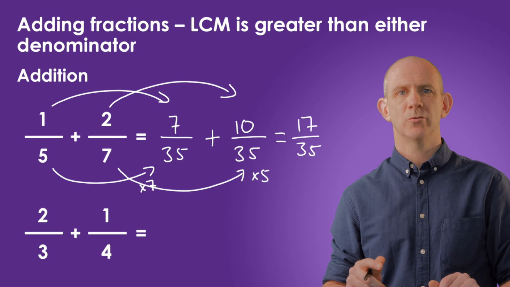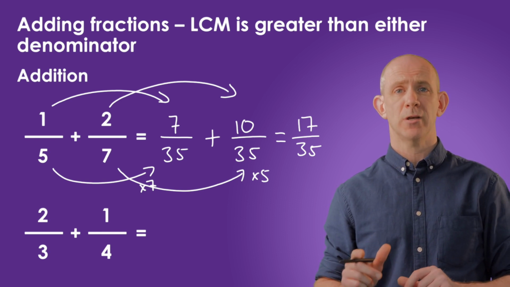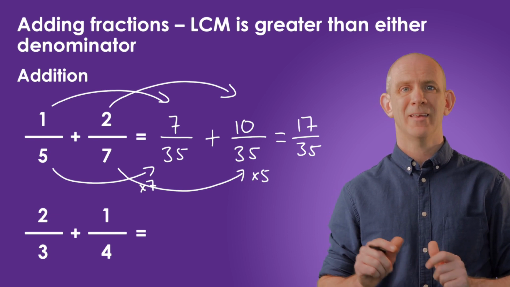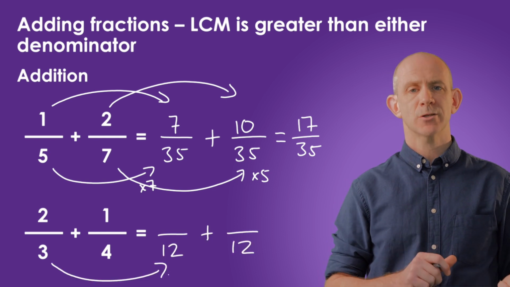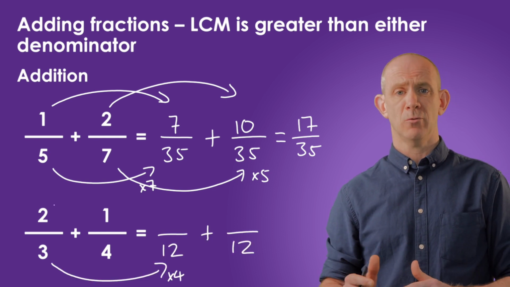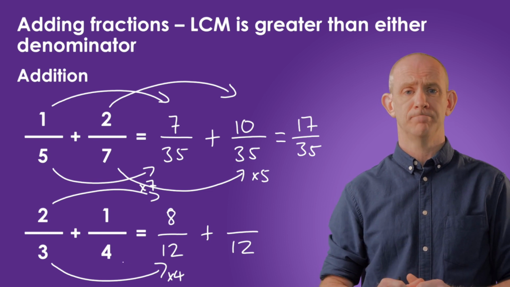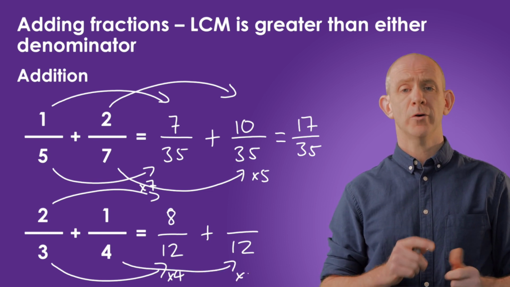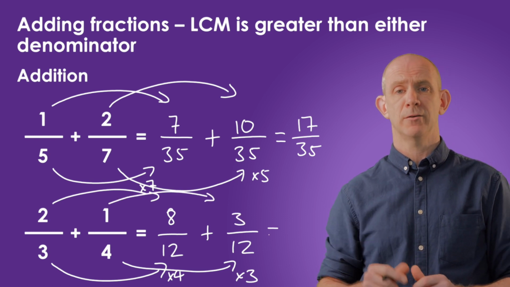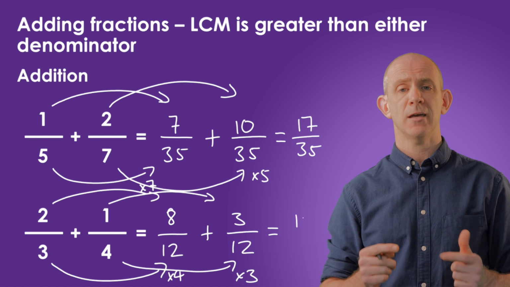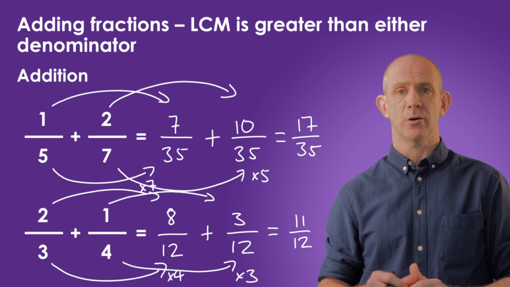In the next question, we have 2/3 plus 1/4. So the lowest common multiple of 3 and 4 is 12. Therefore, we convert them both into fractions over 12. So we times 3 by 4 to get 12. So we're going to times the 2 by 4 to get the 8 to go on the top. For the 4, well, we times that by 3 to make 12. So we're going to times the 1 by 3 to make 3. So now we have 8 over 12 plus 3 over 12. We can add those two together to get 11 over 12.